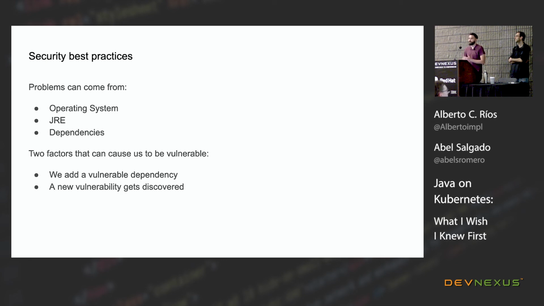Then there are two factors that can cause us to be vulnerable. The first one is that we add a dependency that's vulnerable. For some reason, we downgrade, or we add something that is not the latest version available, and that can cause our project to be attacked. And the most common one is that a new vulnerability gets discovered, right? There are CVE databases in the world, and they get published, saying, okay, this is now public information, please be aware that you need to patch this. So we're going to show how we test these things, right?